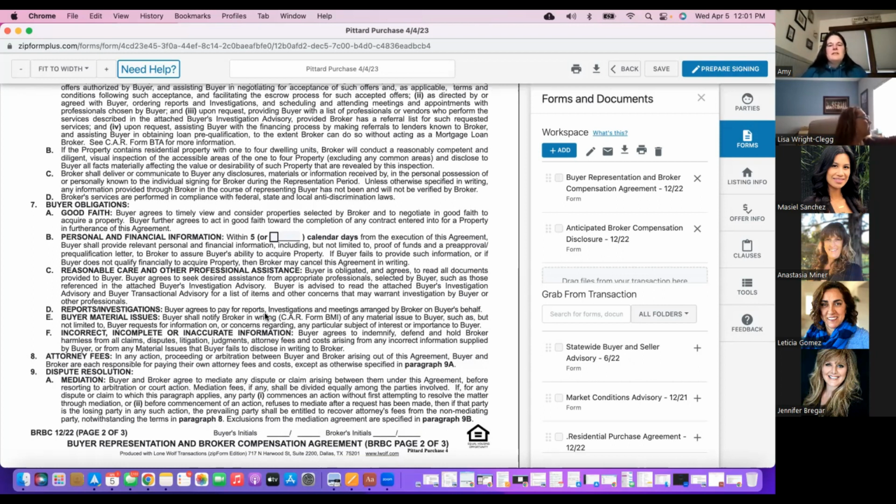If buyer fails to provide such information or buyer does not qualify financially to acquire property, then the broker may cancel this agreement in writing, right? So the default is 5 days.